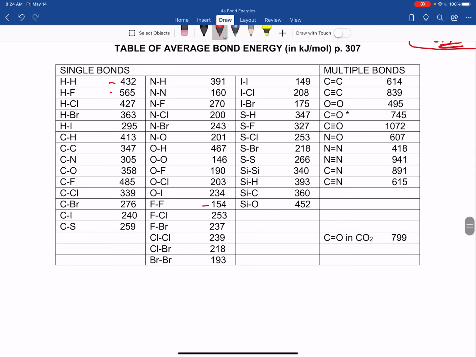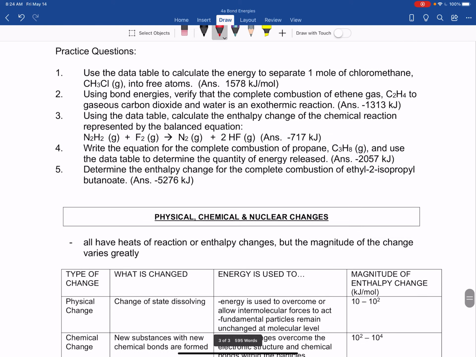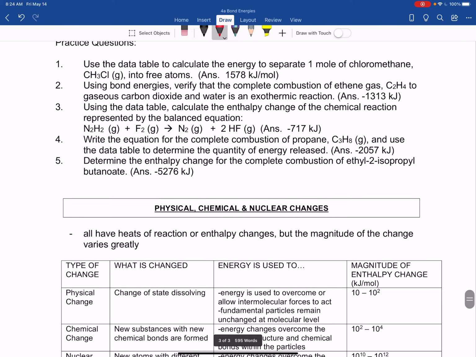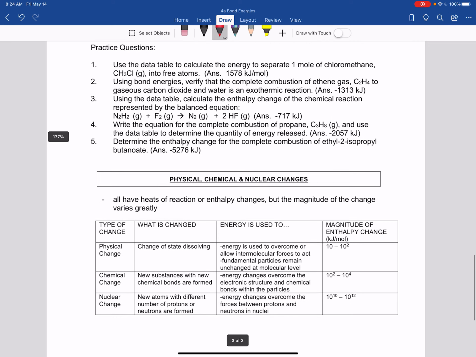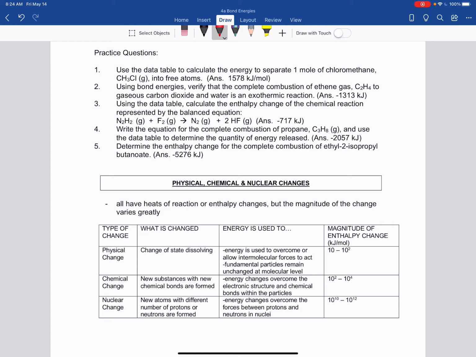Okay, so there's the energy in the bond table. You can print those and have them for yourself. There's some practice questions below here, and then a little note on ranking the energy changes associated with different chemical processes. So hopefully that was helpful, and good luck with those.